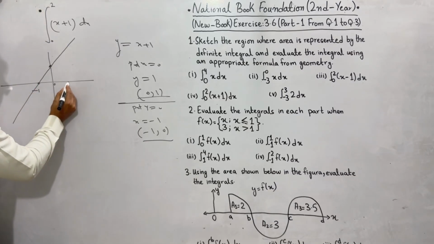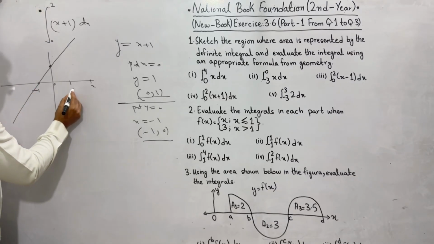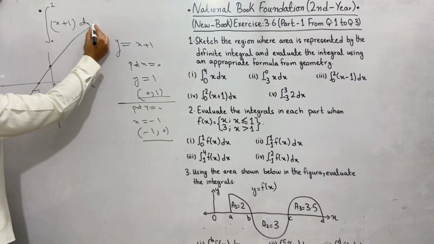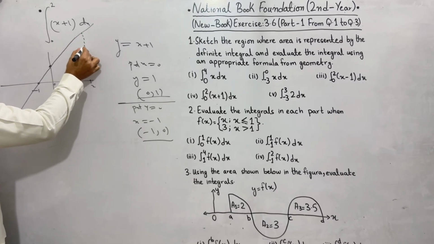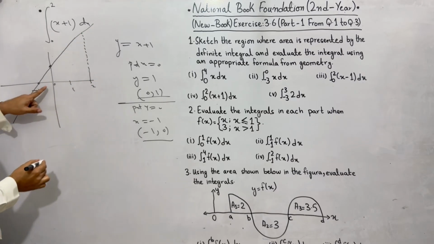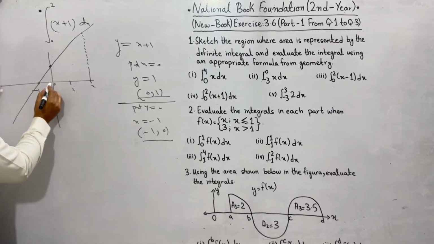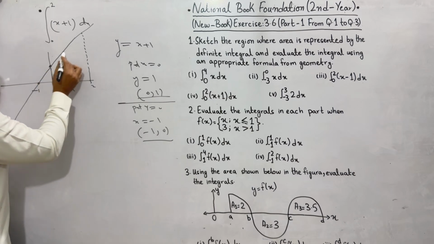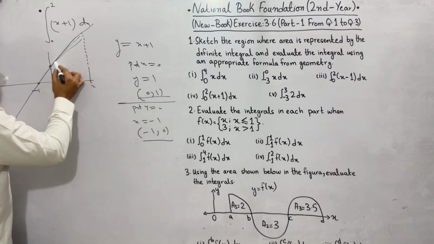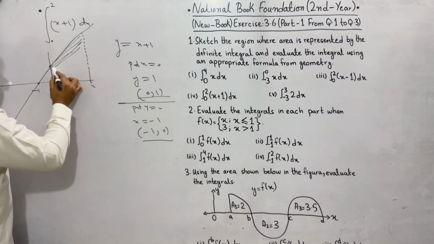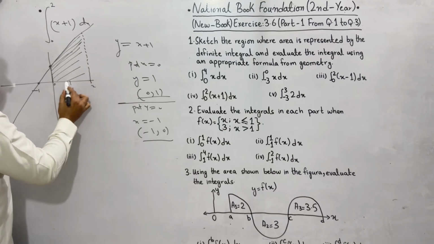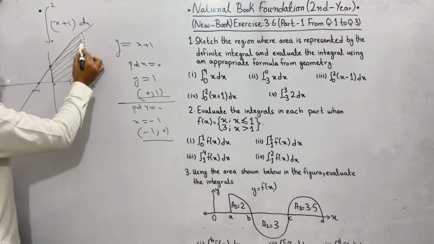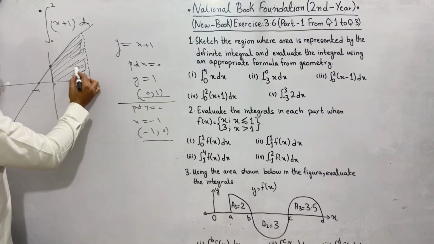That's our 0, 1, that's our 2. Extend it. Now we are interested in the area from 0 to 2. It's 0 means this portion and this one. We are interested in that region. We need the area of this region.